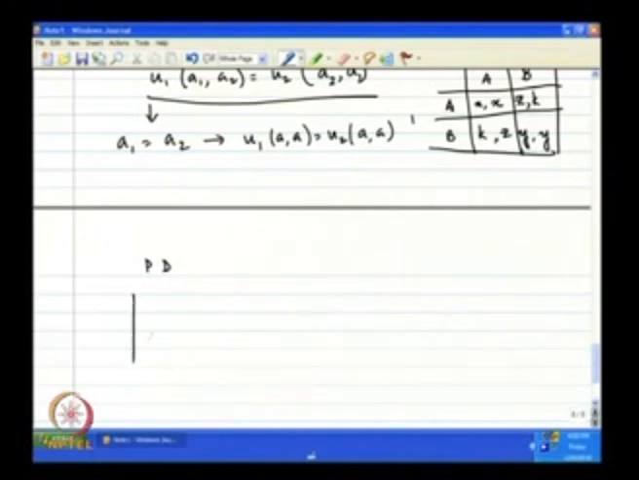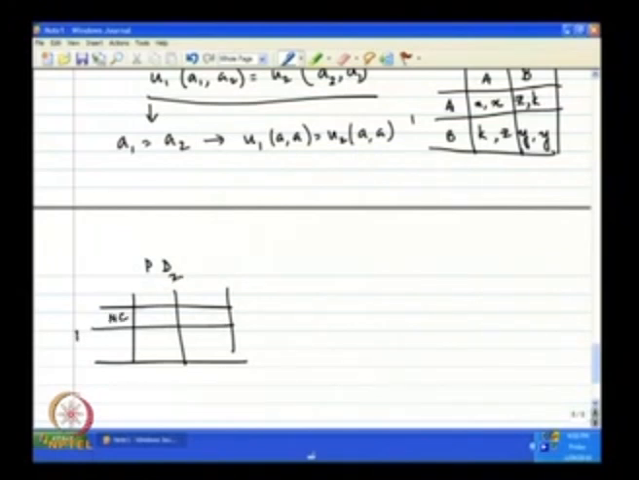Now, from this it is obvious that in many of the games that we have studied, we have basically studied symmetric games. For example, prisoner's dilemma. If you remember the structure, so this is the structure of a prisoner's dilemma game. And we can easily verify that this is a symmetric game, because when NC, NC is played, the payoffs that the players are getting are equal. If CC is being played, again the same thing is happening.